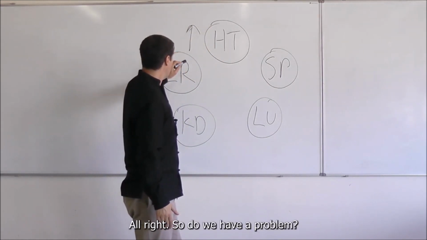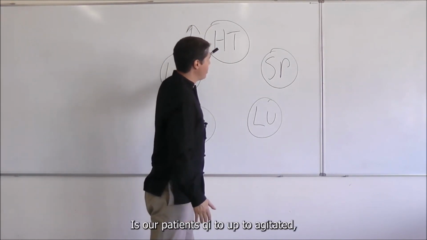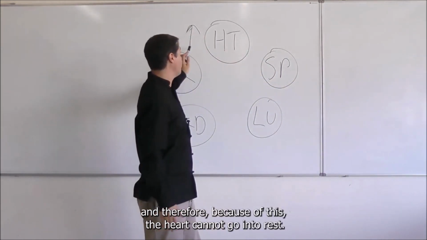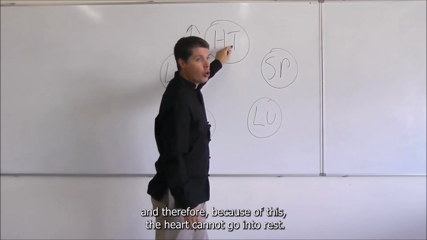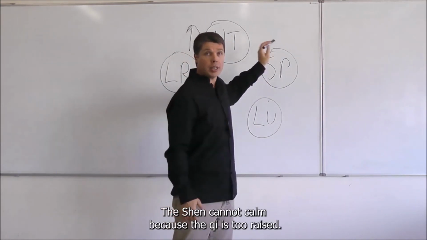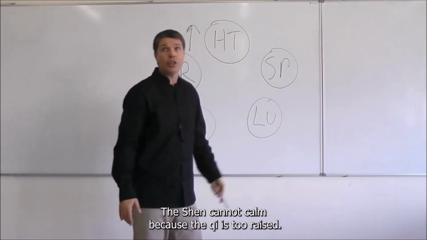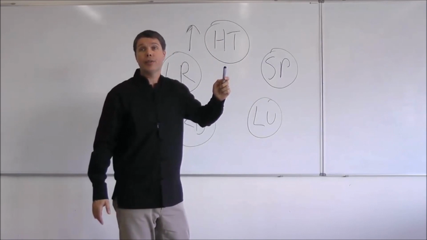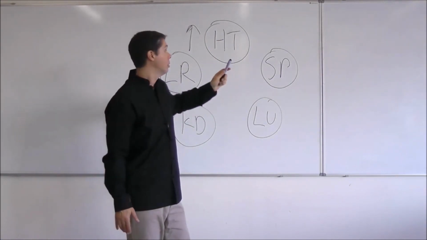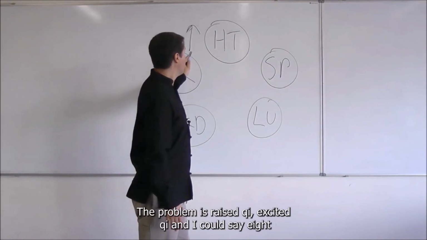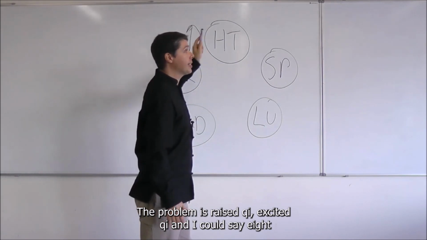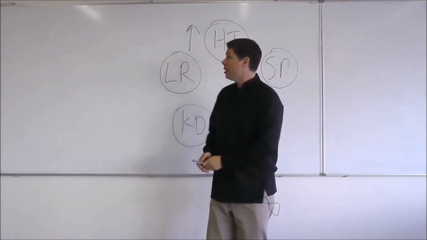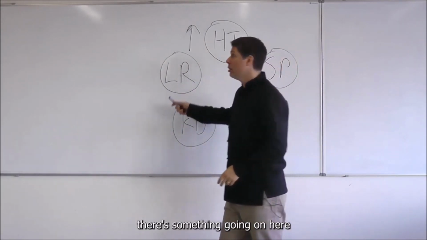All right? So, do we have a problem? Is our patient's qi too up, too agitated? And therefore, because of this, the heart cannot go into rest. The shen cannot calm because the qi is too raised. The qi is too excited. The qi is too active. The problem is raised qi, excited qi. And I could say, 8 functions of qi, treat insomnia because of this. There's something going on here.